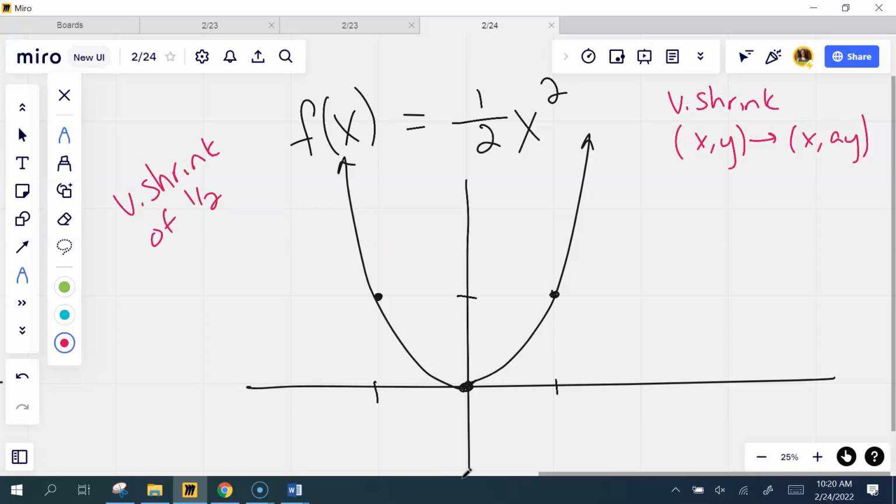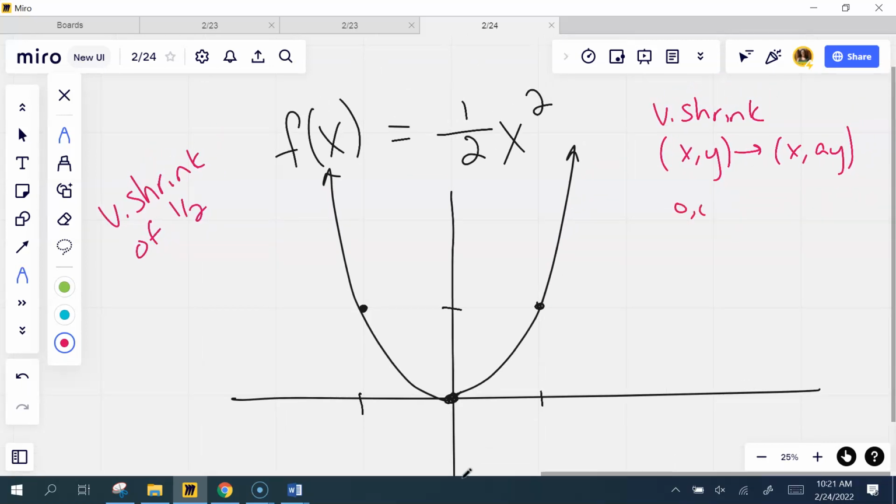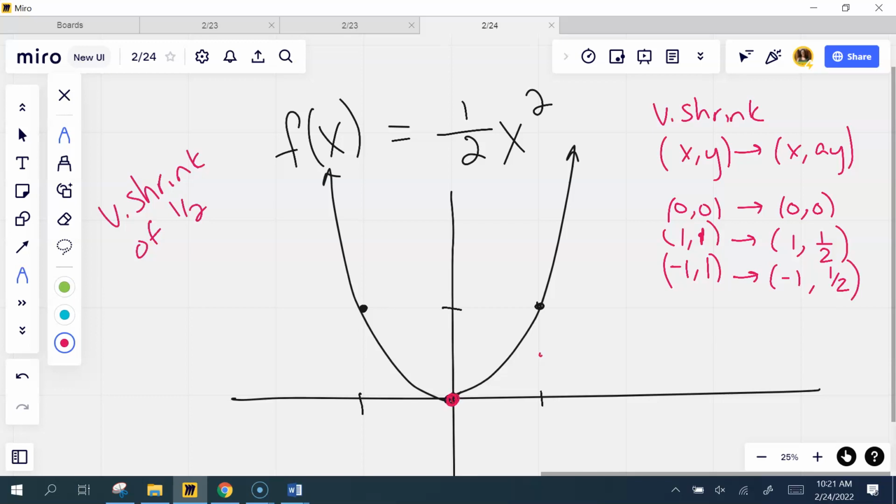1/2, right? So my old points, remember, were (0, 0), and I'm going to do this a little bit different this time to see, maybe this helps you see it a little better. These are my parent graph points, and they're going to become (0, 0), (1, what does the y become? 1/2), and (negative 1, 1/2). So (0, 0), (1, 1/2), (negative 1, 1/2).